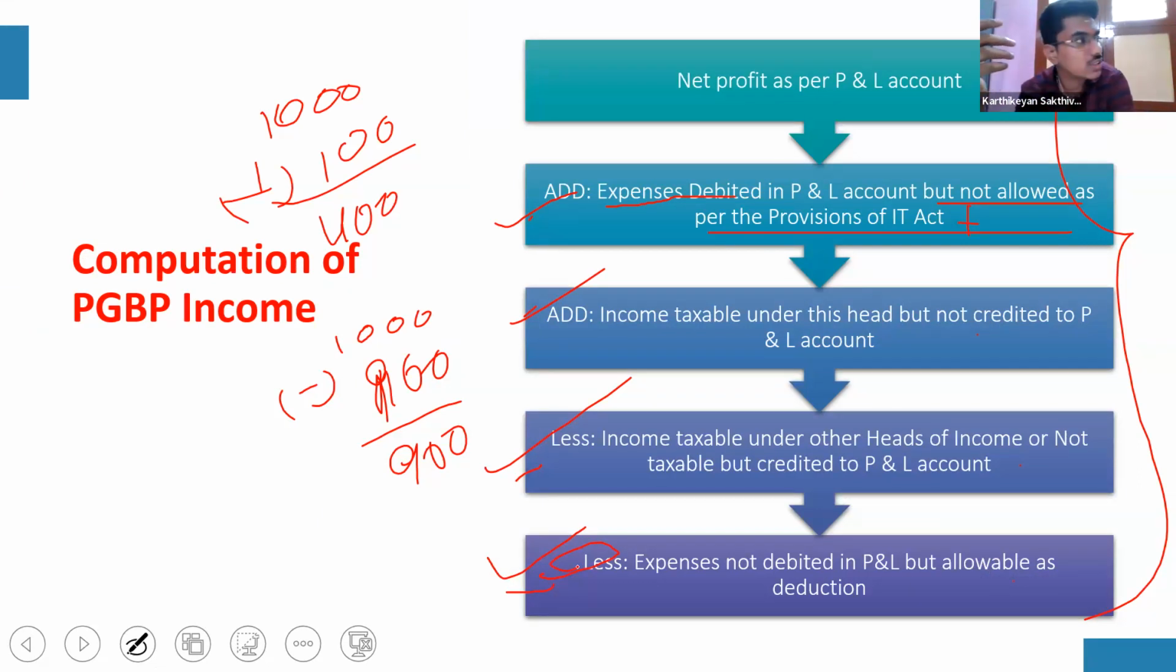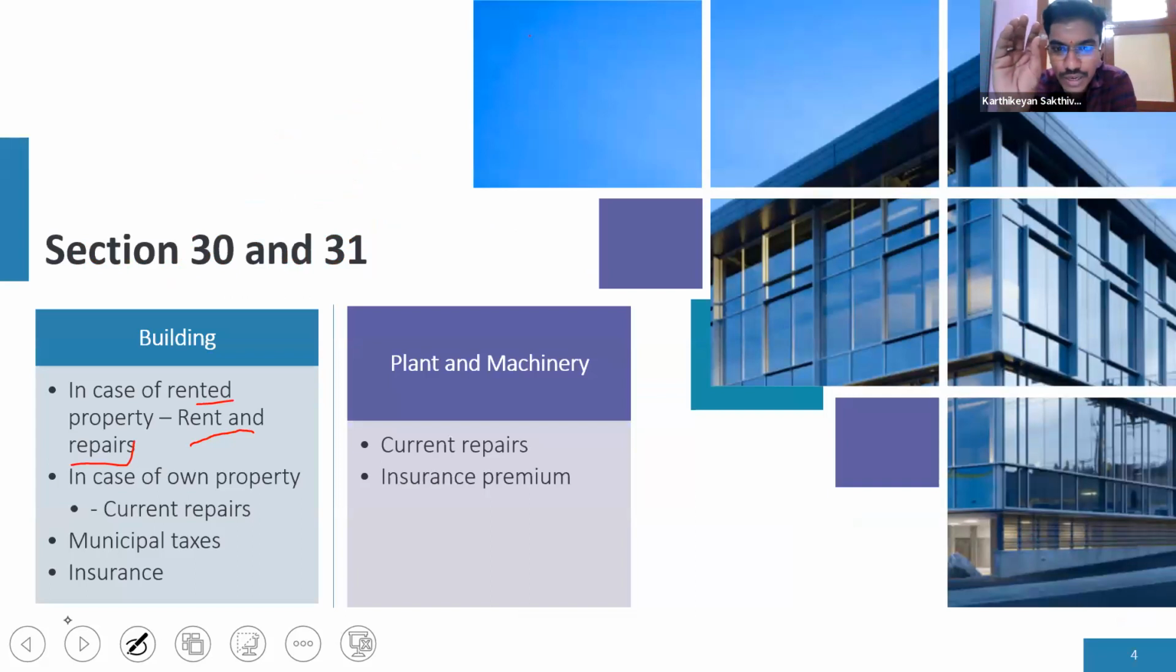What is there? Expenses not debited in P&L account. For us the expense is already debited, but it will not fall in any of these four buckets. If it does not fall, then what should we do? Nothing at all. That is the perfect answer. So every time you are reading a section in PGBP, first check under which bucket it will come. Already an expense is debited, and that is also allowed as per income tax act, then don't do anything, right? Nothing is required to be done.